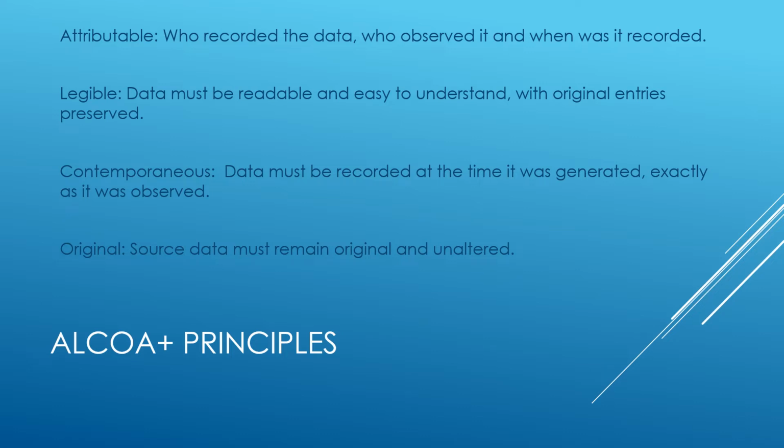And let's come to legible. Data must be readable and easy to understand with original entries preserved. Legible means it is clear enough to read and understand. So there should not be any strikes or strike-offs, or anything that is not clear and understandable. All the things that are written manually should be legible and in clear form.